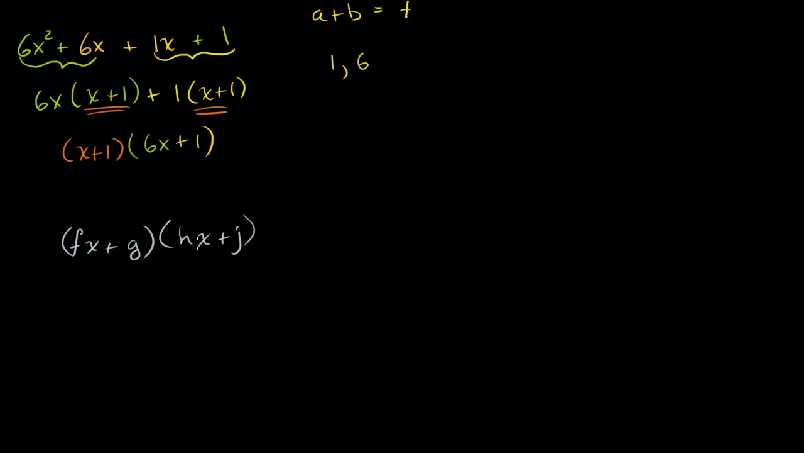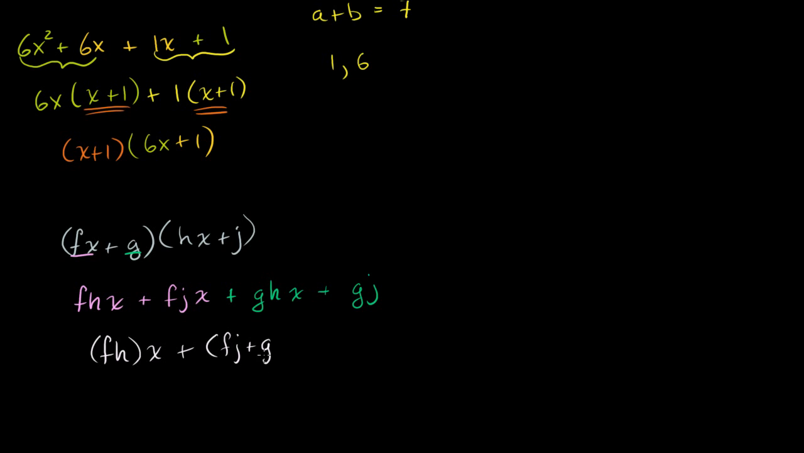Well, it's going to be fx times hx, which is fhx squared, and then fx times j, so plus fjx. And then g times hx, so plus ghx, and then g times j, plus gj. Or if we add the two middle terms, you have fh times x squared plus (fj plus gh) x plus gj.